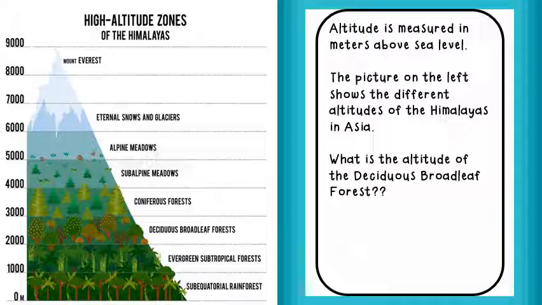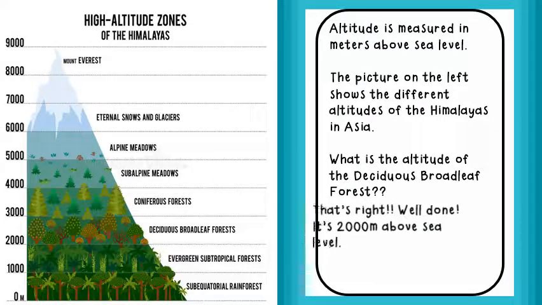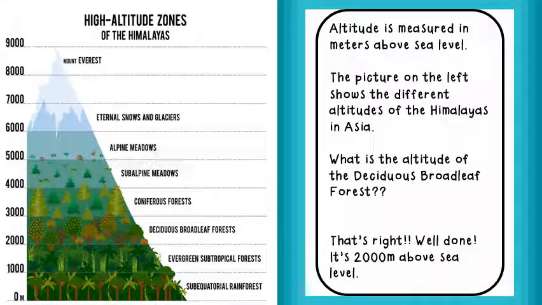Okay, and then can someone tell me what is the altitude of the deciduous broadleaf forest? Think quick, look at your picture and tell me. 3, 2, 1. Well done, that's correct. It's 2,000 meters above sea level. Well done.